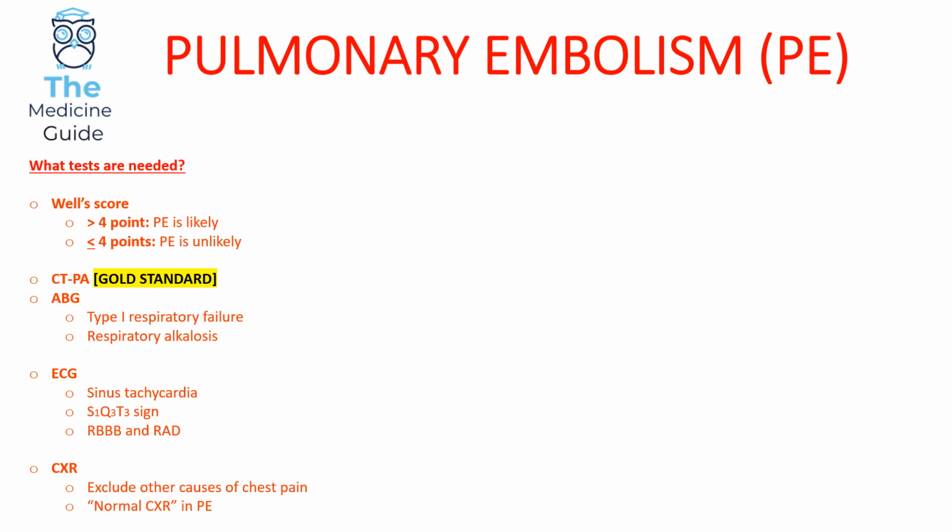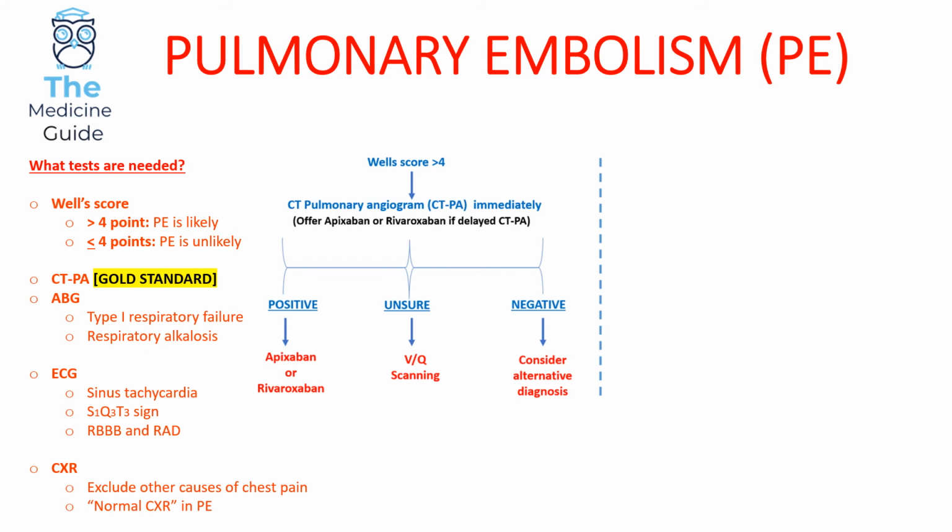Now, a key feature to remember for all of your exams is that a CTPA is considered the gold standard for investigation of a PE. So if your Wells score is greater than 4, you need to do a CTPA immediately, but if there's any sort of delay, then offer the patient apixaban or rivaroxaban.